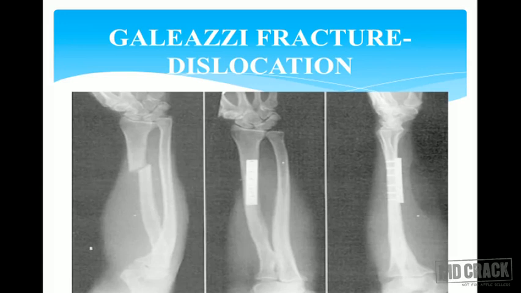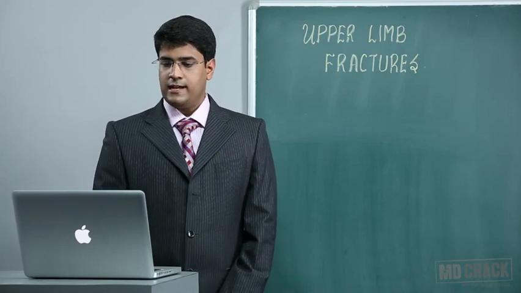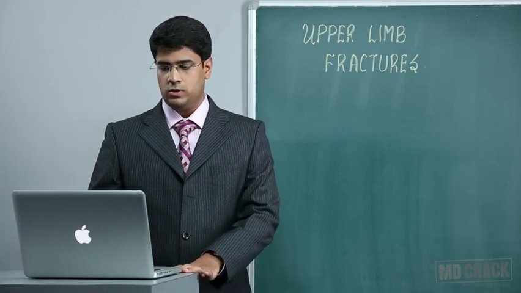This is the Galeazzi fracture dislocation, which I just mentioned, is the fracture of the distal third radius, and there is a distal radioulnar dislocation. Again, it is treated with the help of plating. This is the treatment done in the form of open reduction and plating, and sometimes we may have to fix a K-wire for the distal radioulnar joint so that it is fixed, and you can remove the K-wires after around 6 weeks time.